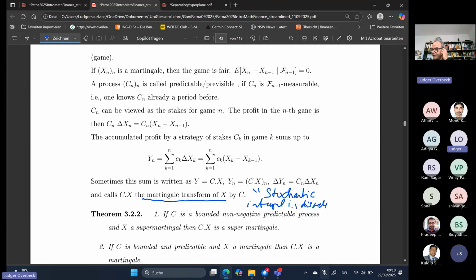So imagine you have your trading strategy, which is now your investment strategy or your gambling strategy. How much you buy from stock Xn at time n minus 1. Now you see, it's a specific process where you know the value already, let's say n equals 1.